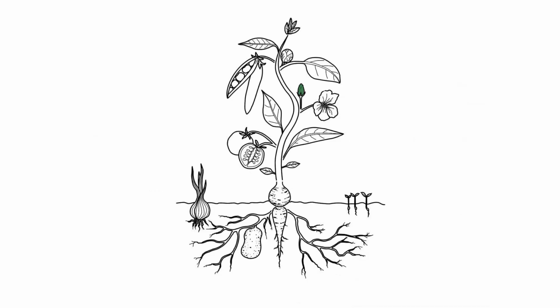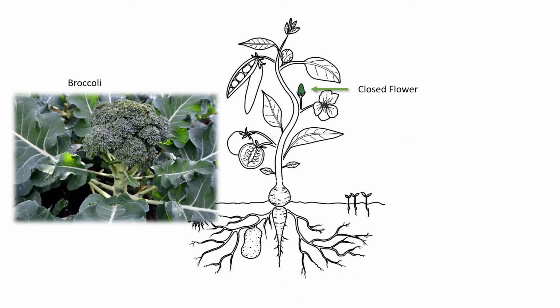If we move to the other side of the plant there, we can see this closed flower. Some examples of vegetables that are this part of the plant, a closed flower, are broccoli, for example. If you take a look at the top of the broccoli, all those little buds, these are all little flower buds. If you allow the broccoli to continue growing, that head will start to turn into open flowers, have all these beautiful open flowers in there.